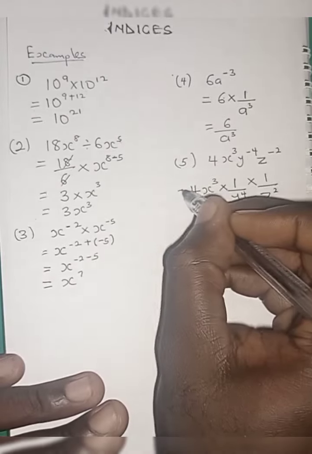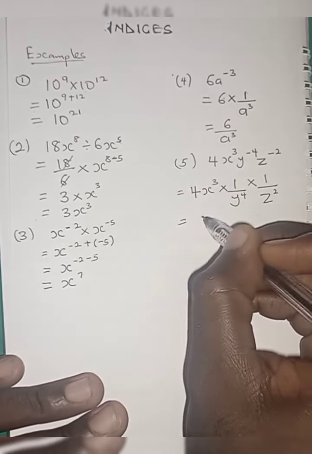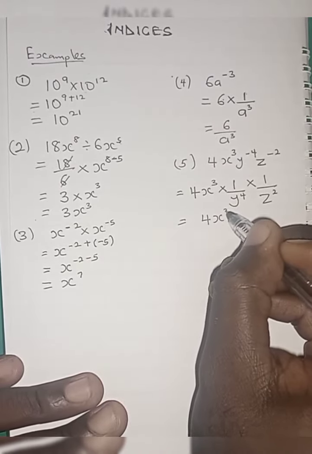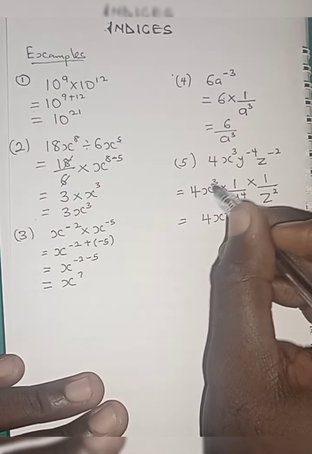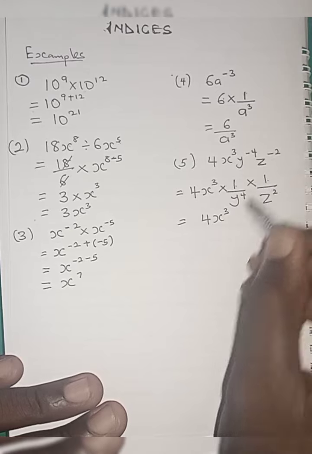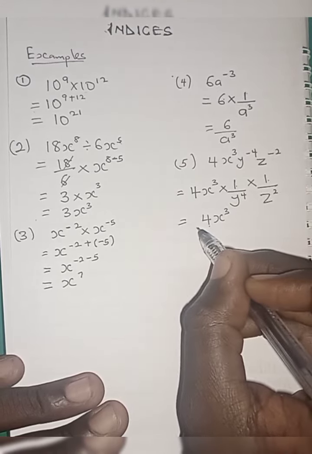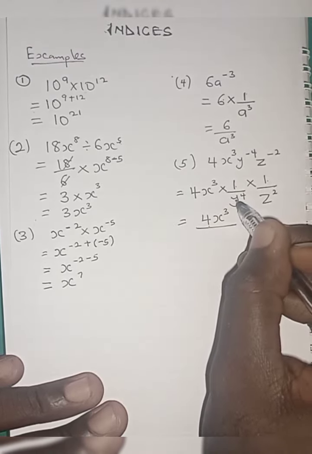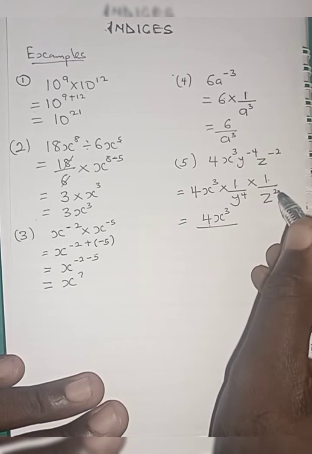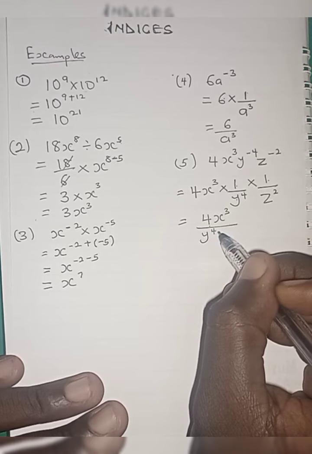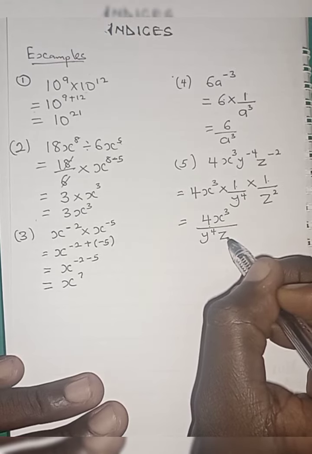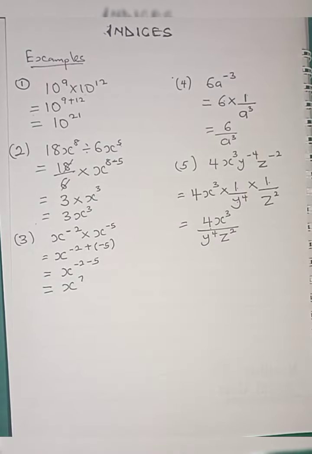Then we shall be having 4x raised to power 3 times 1 times 1. It will give us 4x raised to power 3 all over y raised to power 4 multiplied by z raised to power 2, that is y raised to power 4 z raised to power 2.